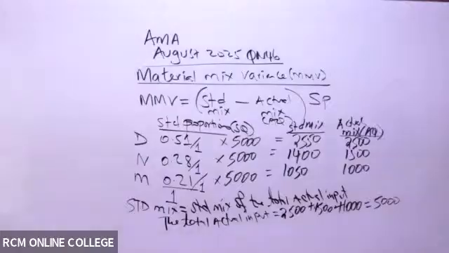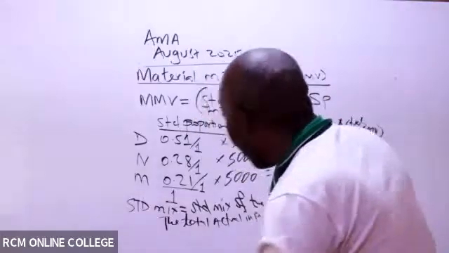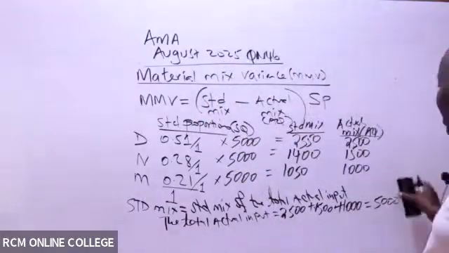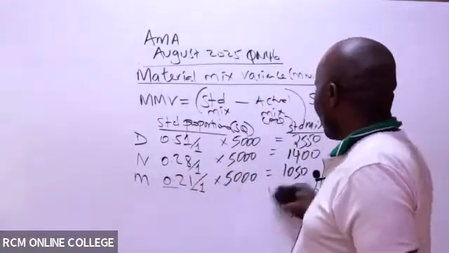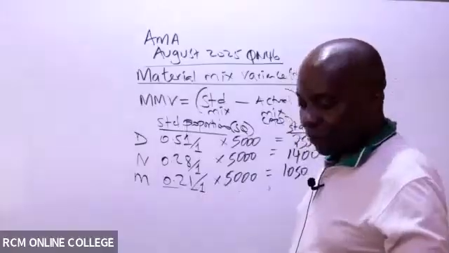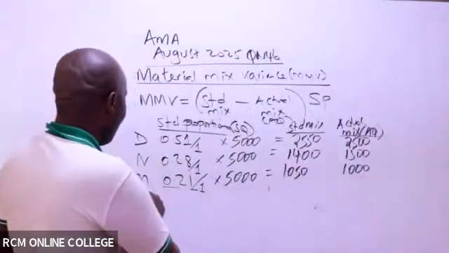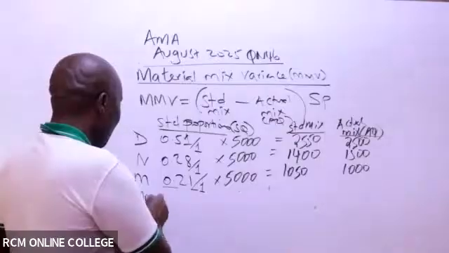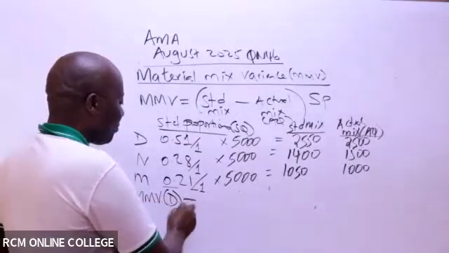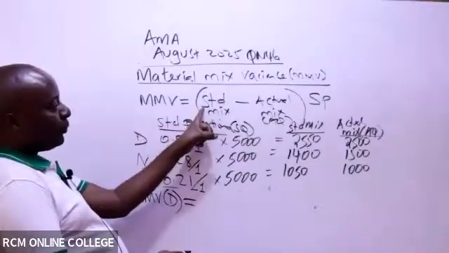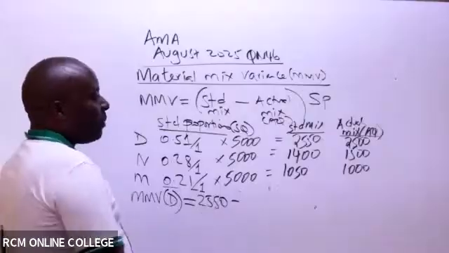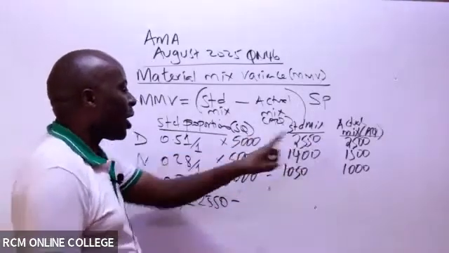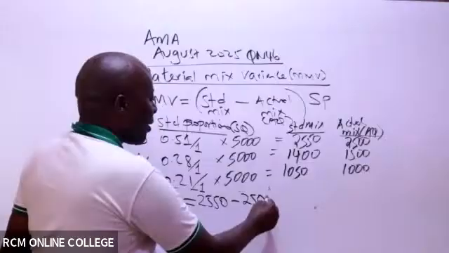Now, once I have that, ladies and gentlemen, I will be able to get my material mix variance for each product. So we start with the material mix variance for D. I'm following this formula. The standard mix there is 2,550 minus the actual mix of D, 2,500 kilograms.